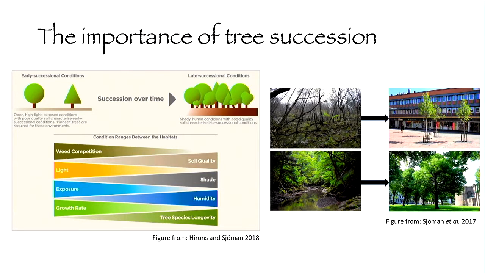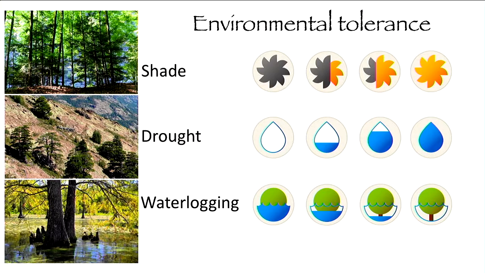And you oppose that to late successional conditions where you have generally much higher soil quality. The trees have to contend with shade to a much greater extent. They are used to and perform better at the higher humidity level, and they tend to have greater longevity. So there are some fundamental aspects of tree succession that are really important for our selection decisions. And then the environmental tolerance aspect. These are the icons that we use in the guide, and what we've done is develop a 4-point scale, so that there's a tolerant, a moderately sensitive, and a sensitive within each of those 3 fundamental environmental constraints.